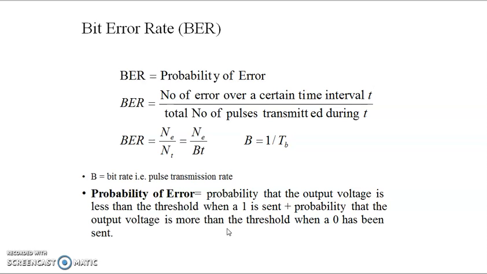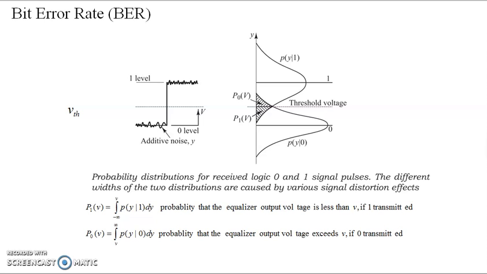and the probability that the output voltage is more than the threshold voltage when a 0 is sent. Means we are sending a 1, but we are receiving a voltage below the threshold value. When we are sending a 0, we are receiving a voltage above the threshold value. Means 1 is sent, but the receiver says it is 0, or 0 is sent, but we receive 1. So that is the probability of error. So we can obtain the probability of error.